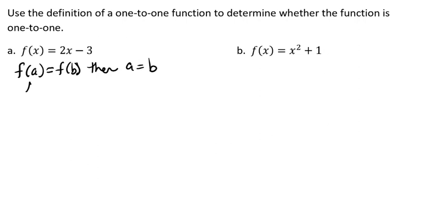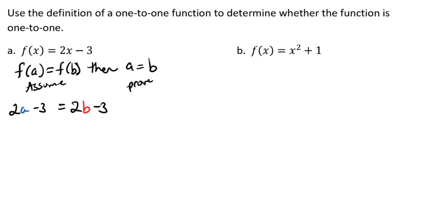So here we want to assume f of a equals f of b, and we're going to use that to prove that a equals b. To start off, we're going to replace our x in this first one with an a, so we're going to have 2a minus 3, and we're going to set that equal to 2b minus 3, because for a one-to-one function, in order for f of a to equal f of b, it only works if your a and your b are the same thing.